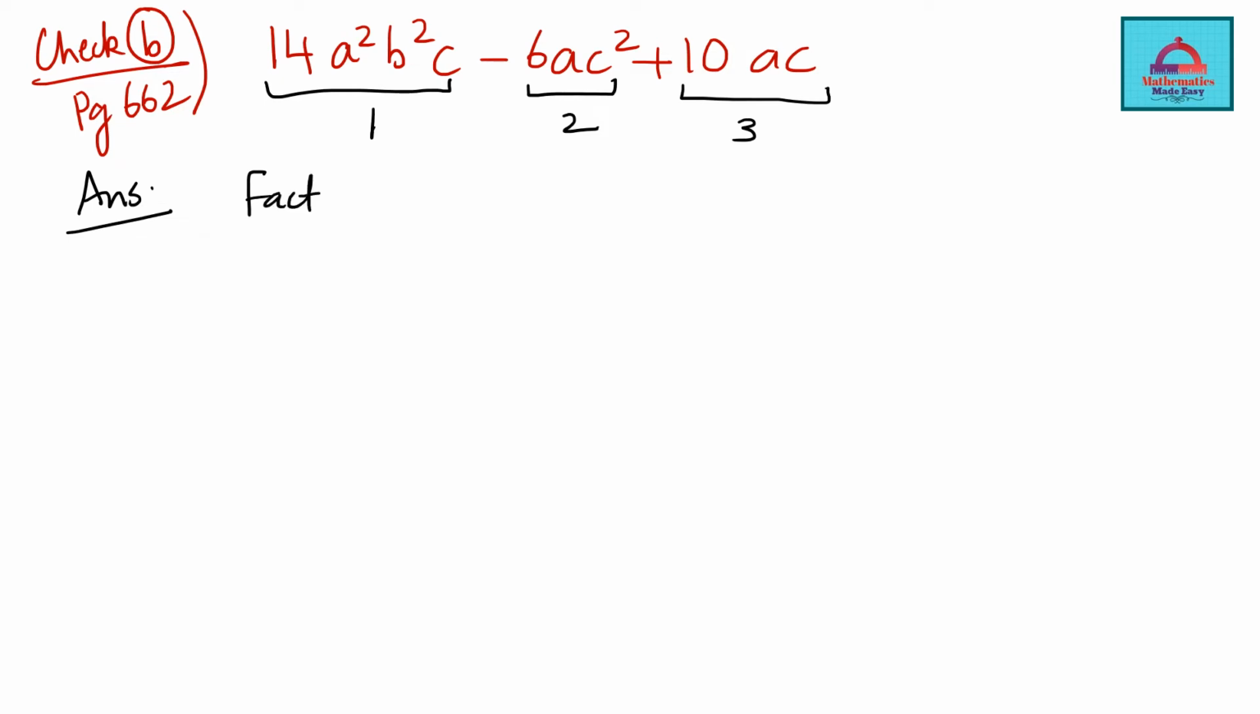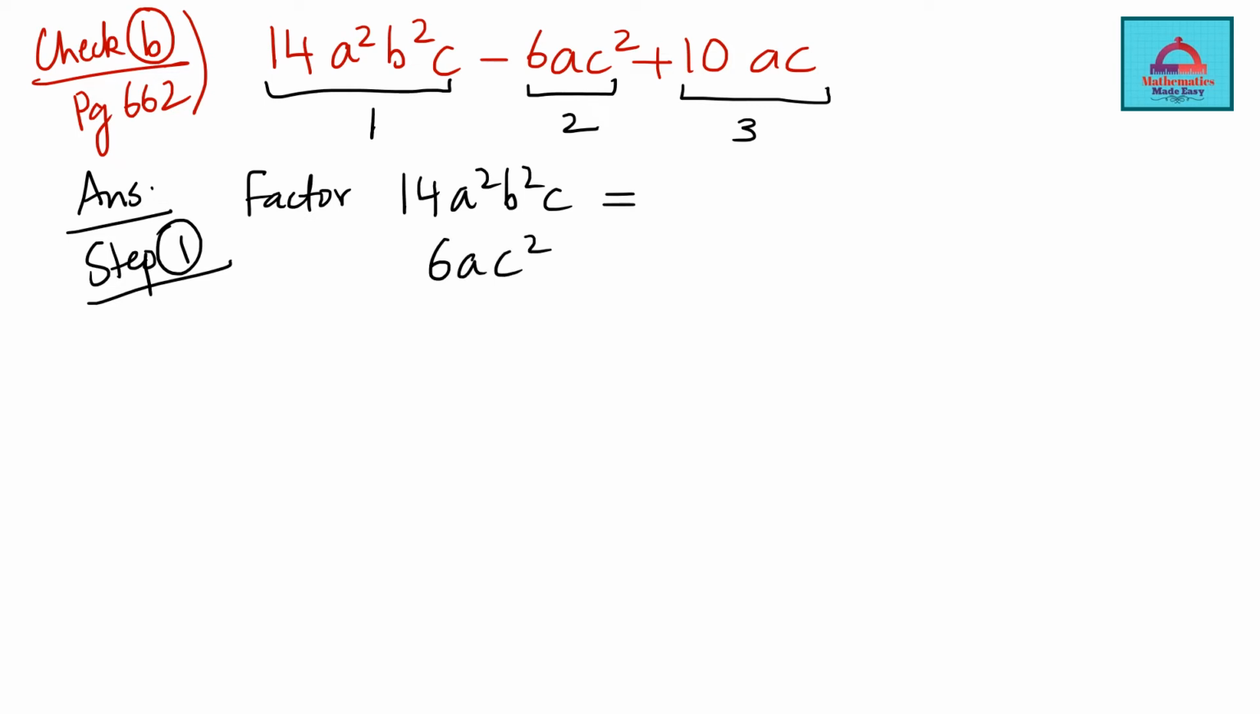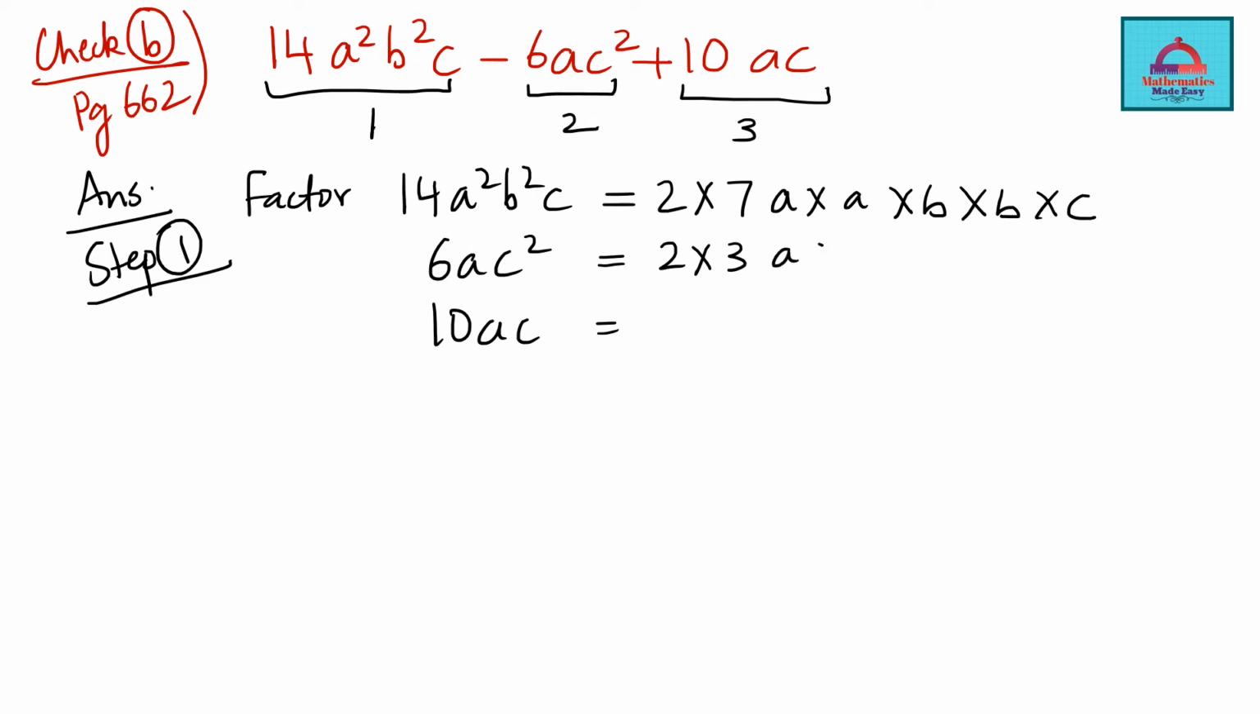So we are going to factor each term. That's step 1. Step 1 of solving the question is to factor each term. So a square b square c, 6ac square and 10ac. So 14 can be written as 2 multiplied with 7. A square is a times a, b times b and 1c. 6 can be written as 2 multiplied with 3, a times c, and 10 can be written as 2 multiplied with 5 times a times c. So very easy to identify.